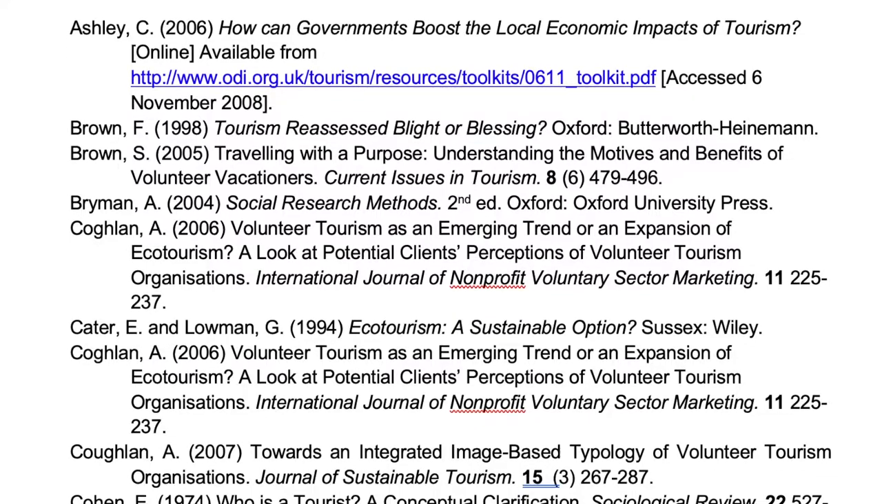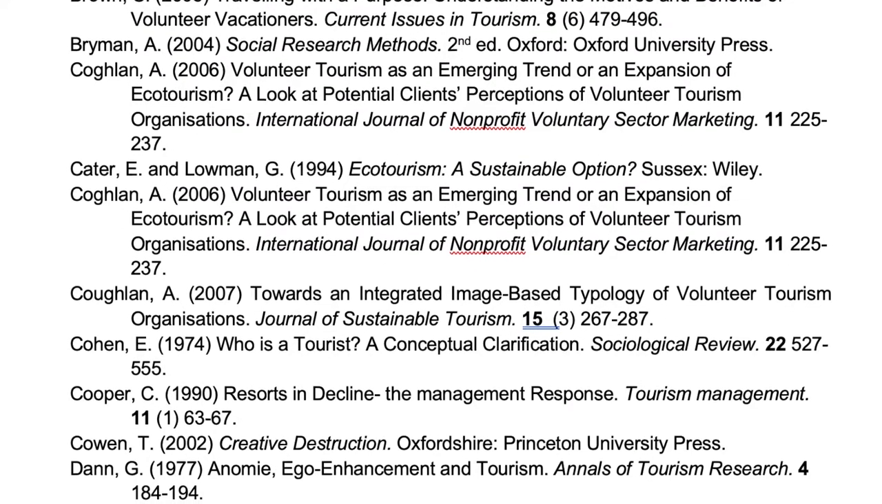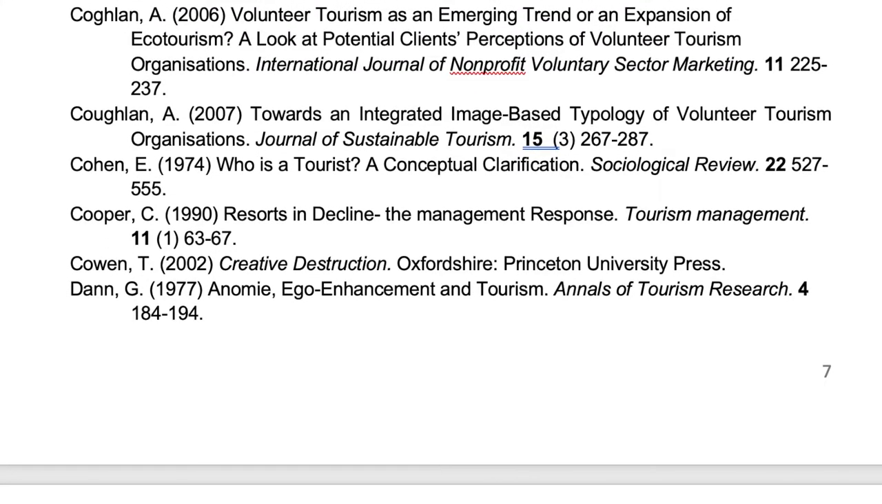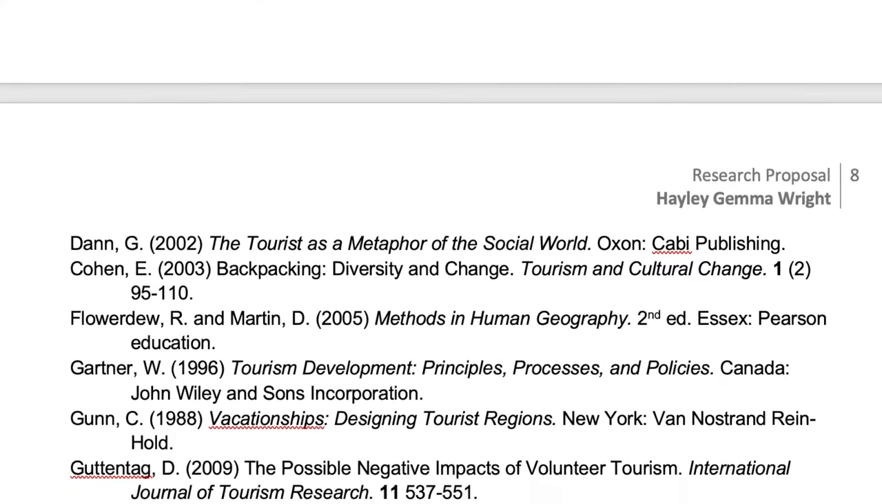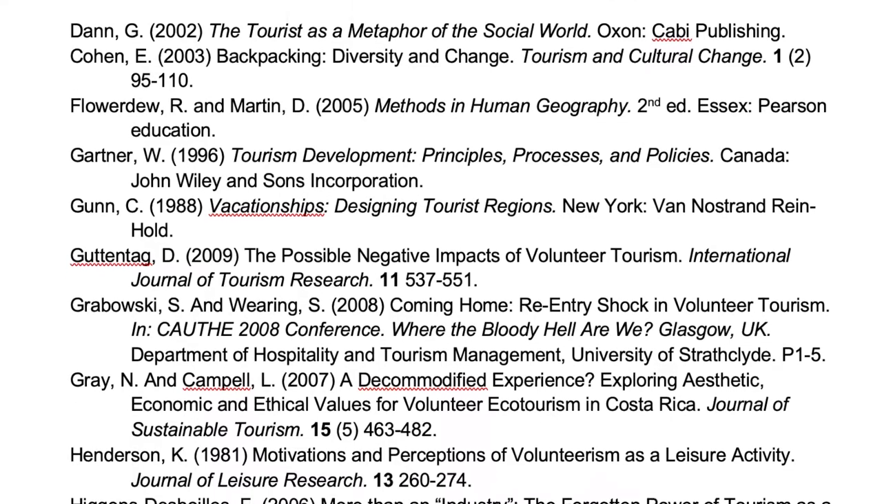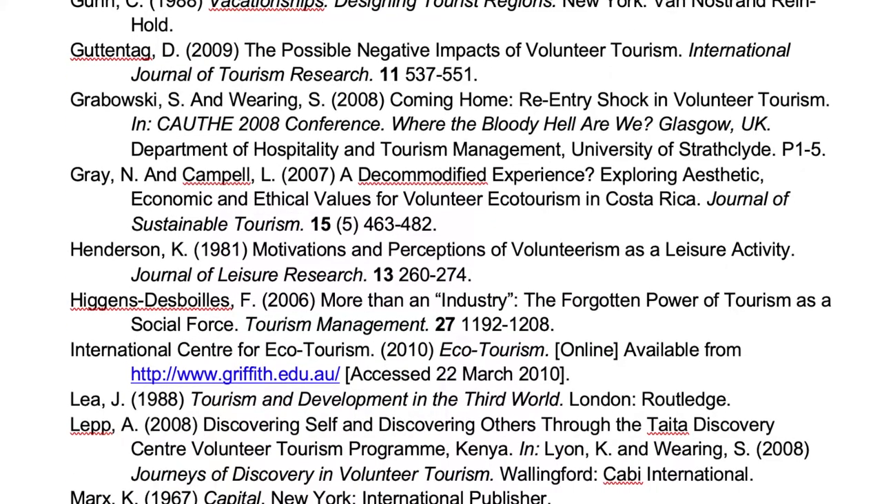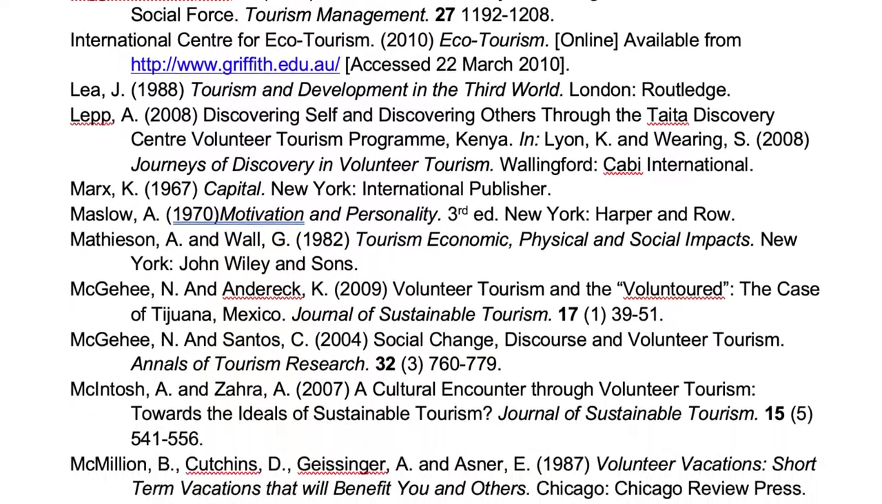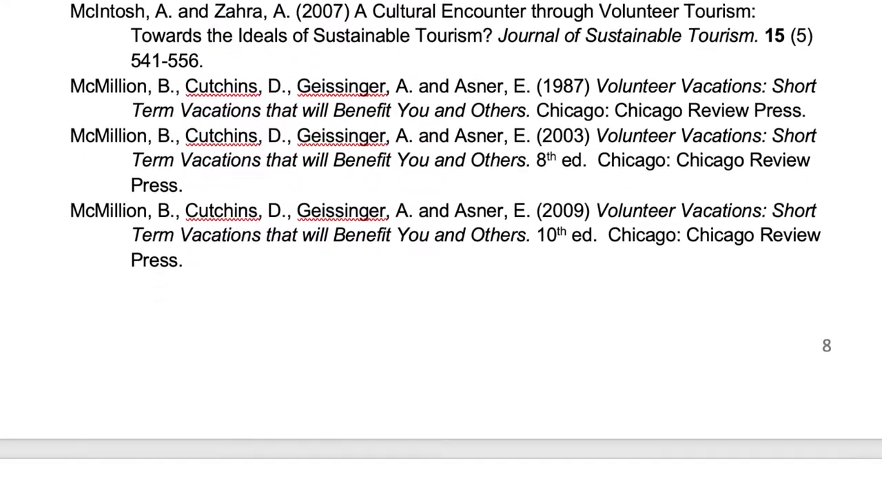So ideally, you will have books in there. So if I'm looking at the environmental impacts of tourism, there are lots of books that cover that. So I can tick that off easily. If I'm looking at the environmental impacts of tourism, there are definitely a lot of websites, but I need to make sure they are good quality websites. Avoid at all costs using websites like Wikipedia.